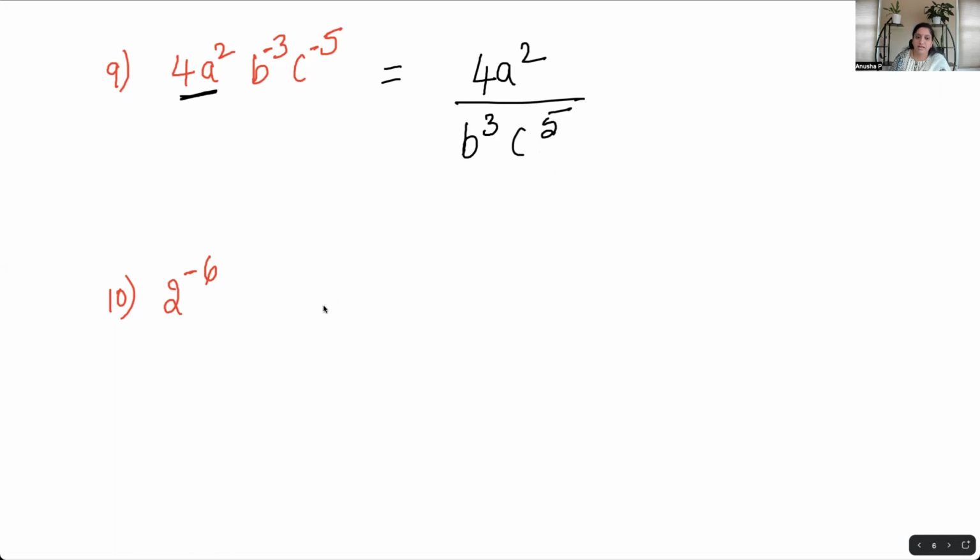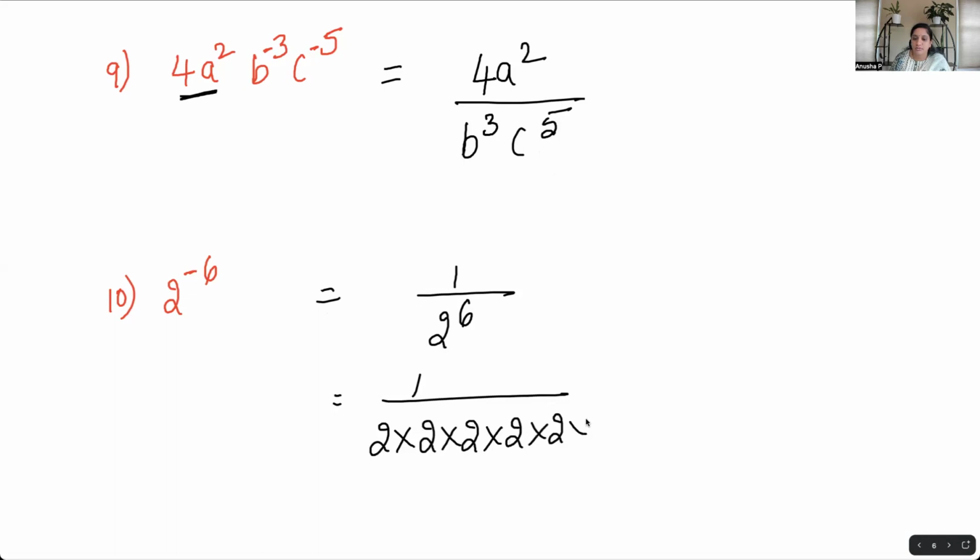Okay. So in the next example, it is 2 to the power of minus 6. It is on the numerator. So when you bring it to the bottom, it will become 1 over 2 to the power of 6. So 1 over 2 times 2 times 2 times 2 times 2 times 2. You're writing 2 6 times. Which is 1 over 2 times 2 is 4. 4 times 2 is 8. 8 times 2 is 16. 16 times 2 is 32. 32 times 2 is 64. So the answer is 1 over 64.